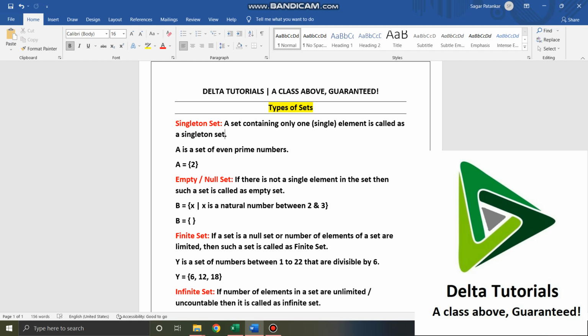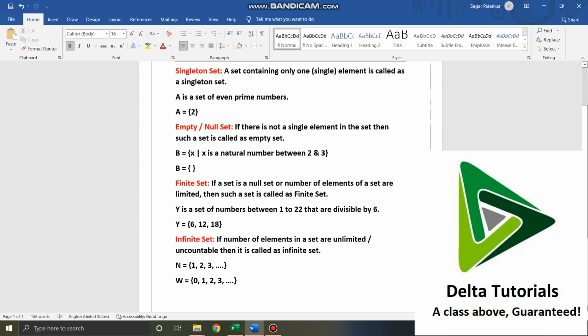So this condition is not satisfied because no such number exists which is a natural number and which lies between 2 and 3. So we have written set B as an empty set. See, we have not written anything inside this particular set.